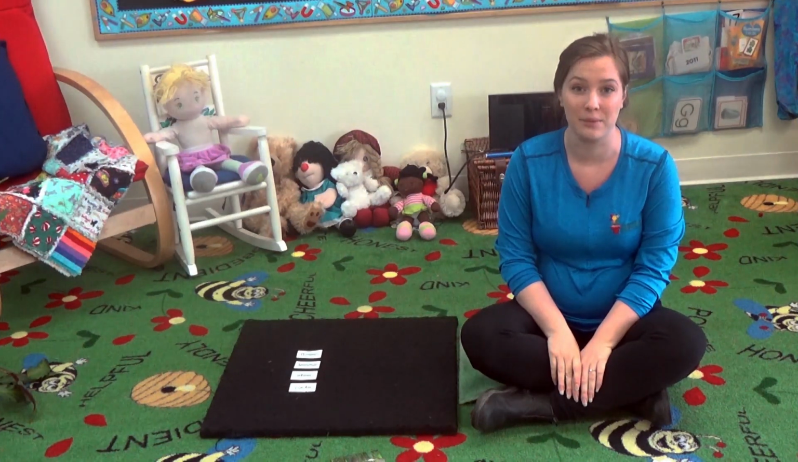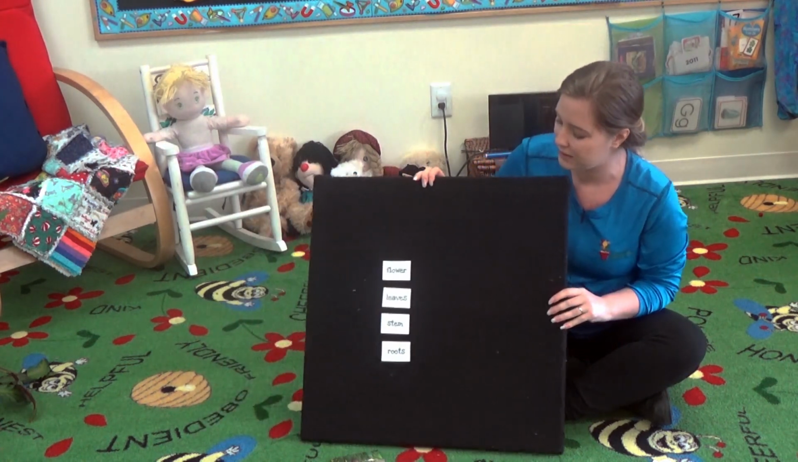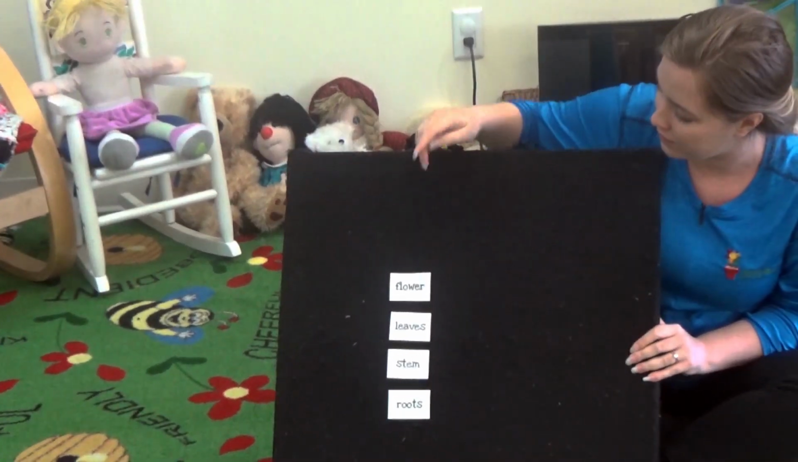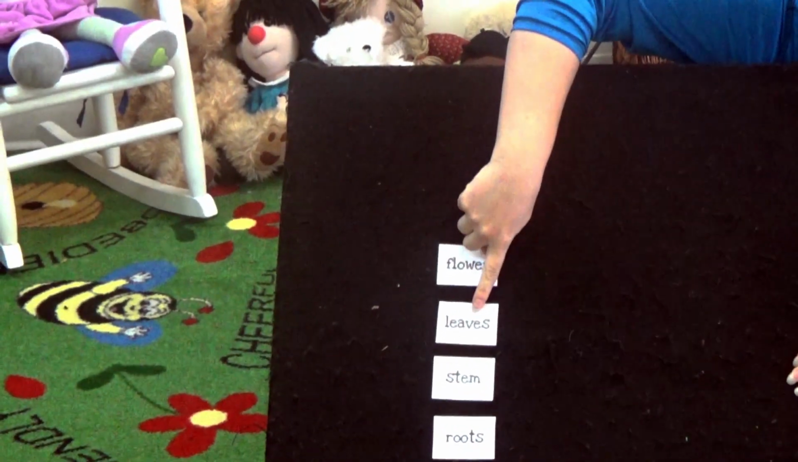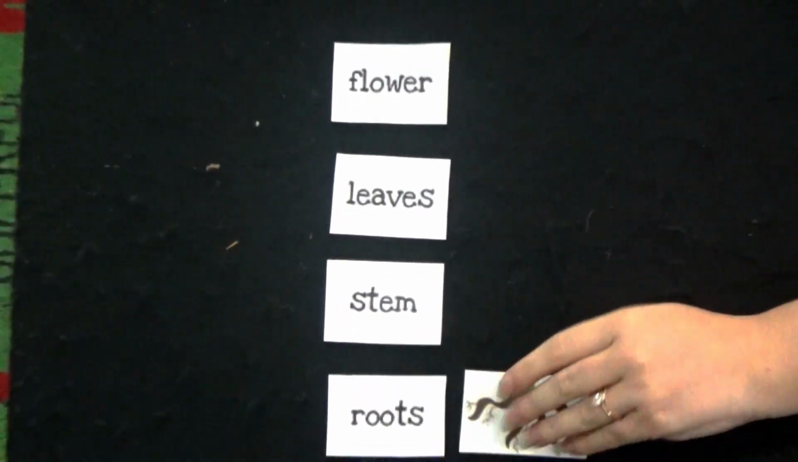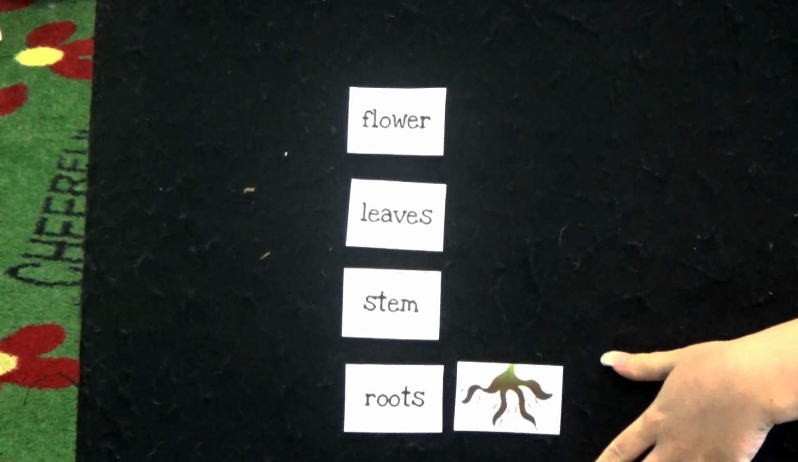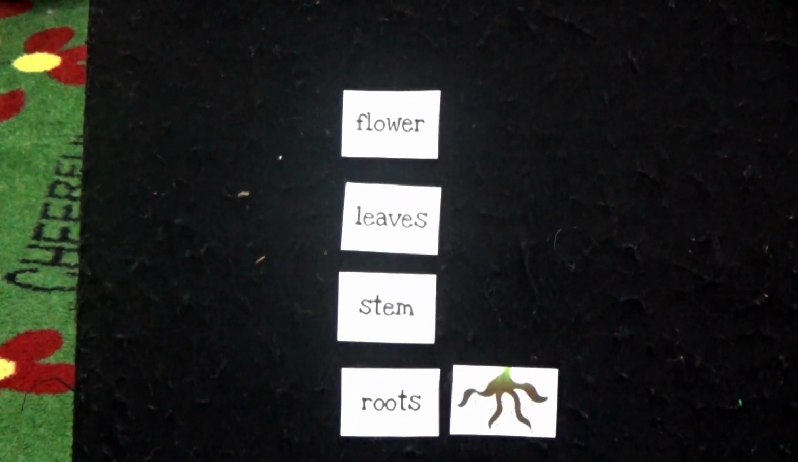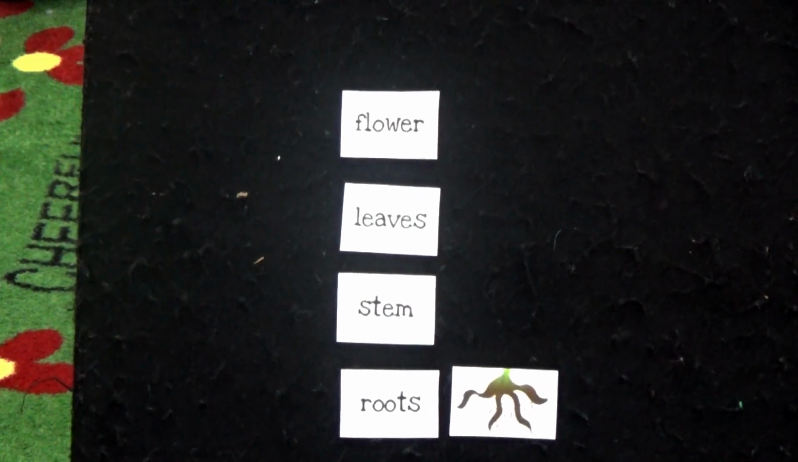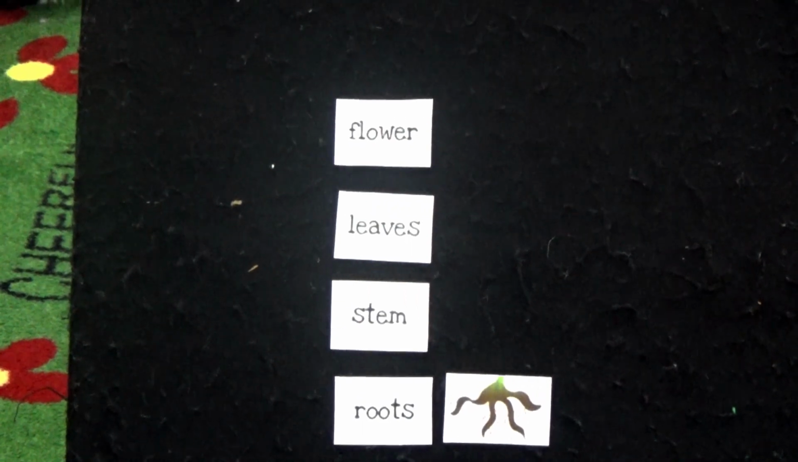Today we're going to be learning a little bit about flowers. So, here I have some names of the parts of a flower. We've got the flower on top, we've got the leaves, the stem, and the roots. The first one we're going to talk about is the roots. Roots have a very important job for flowers. Roots have to suck up all the water that's in the dirt, and it sends the water to all the other parts of the flower. So the roots have a very, very important job when it rains.